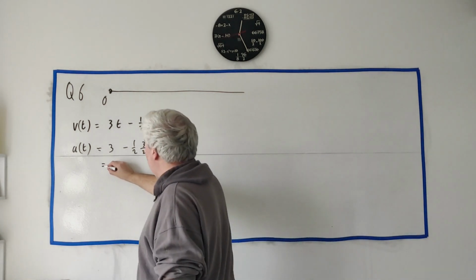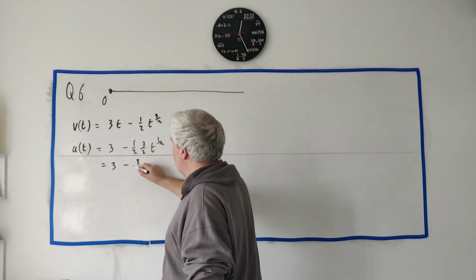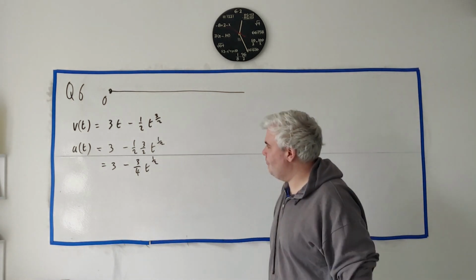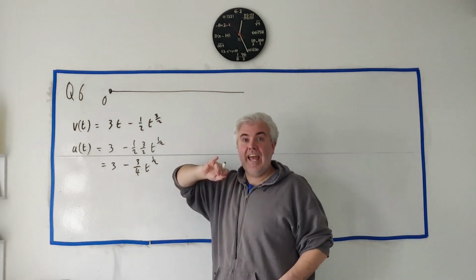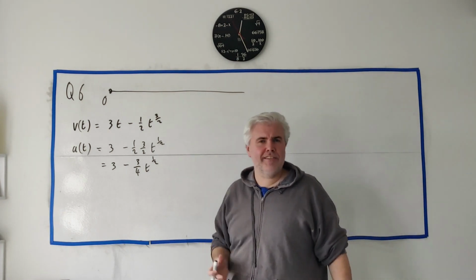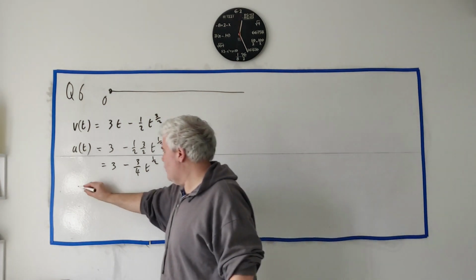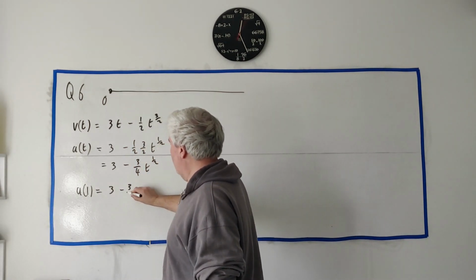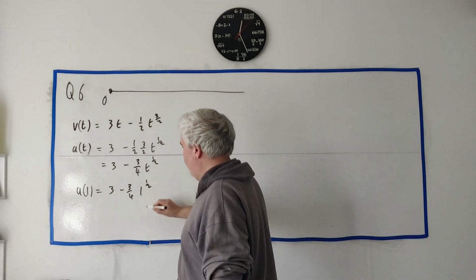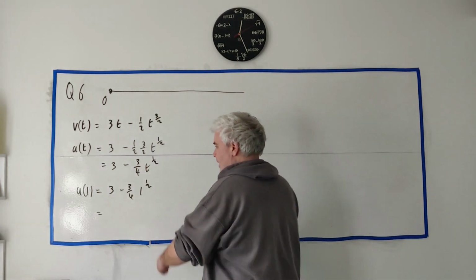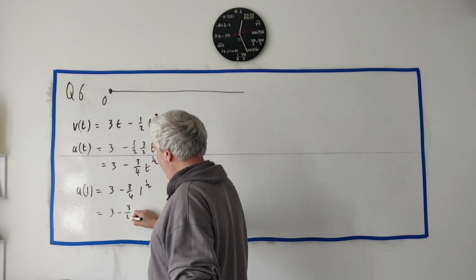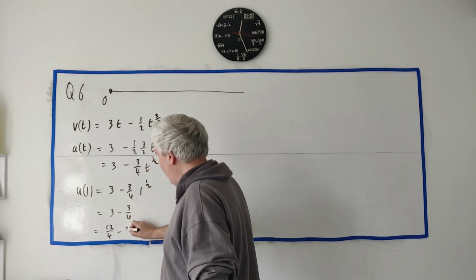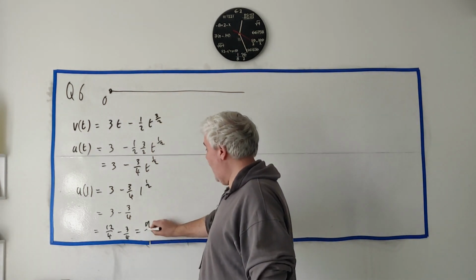And let's clean that up. We get 3 minus 3/4 t to the power of a half, or square root of t if you'd rather. So that's a formula for acceleration everywhere. But they only asked us when t equals 1. So let's just find a when t equals 1, and that's 3 minus 3 over 4, 1 to the power of a half. And that's 3 minus 3 over 4, that's 12 over 4 minus 3 over 4, which is equal to 9 over 4.